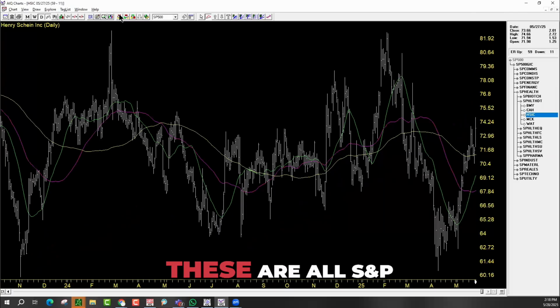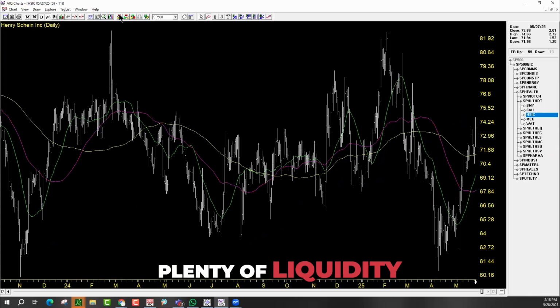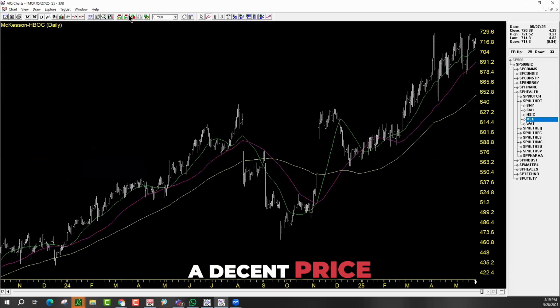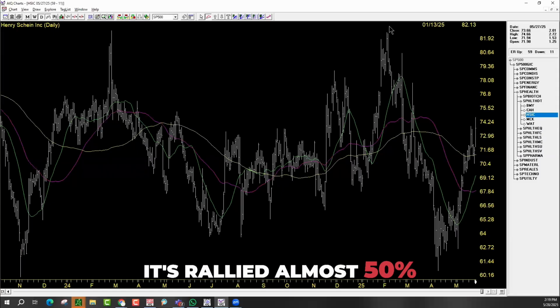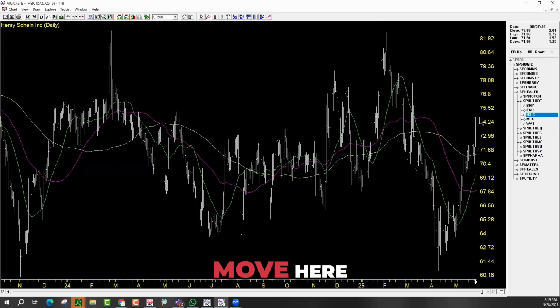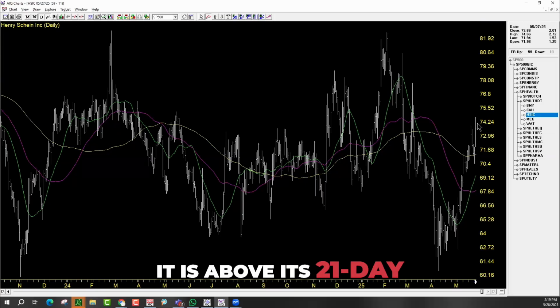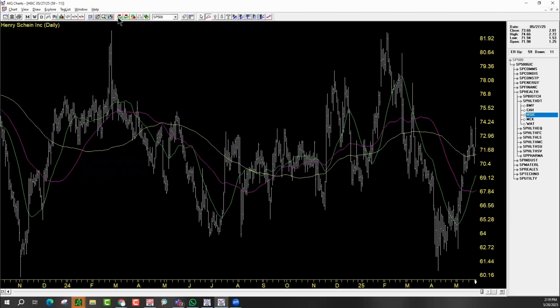Here's Henry Schein Incorporated. These are all S&P 500 stocks, so they've all got plenty of volume, plenty of liquidity, good range today, so it's easy enough to get in at a decent price. And that particular stock has rallied almost 50% of the way back up from this down move here. It is above its 21 days, so probably not an easy candidate for going short at the moment.